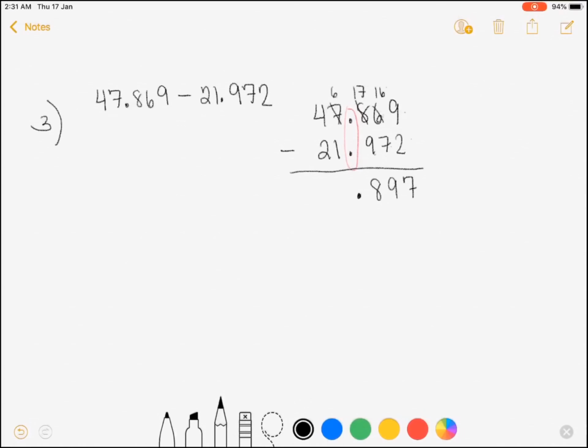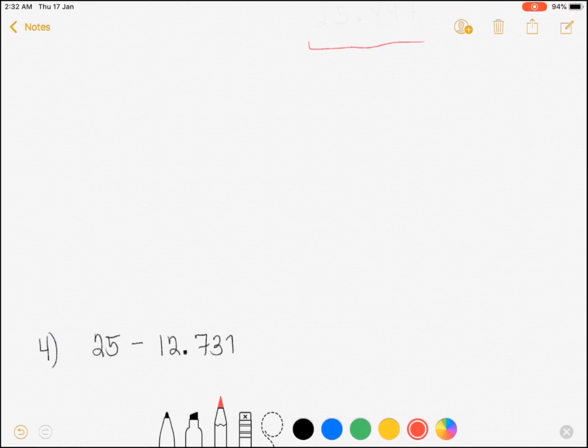Now, copy the decimal point. And then, for the whole number, we have 6 minus 1 is 5. And then, 4 minus 2 is 2. Therefore, our final answer is 25.897. Okay, let's have the next example.